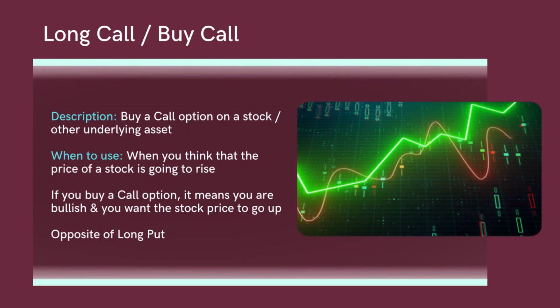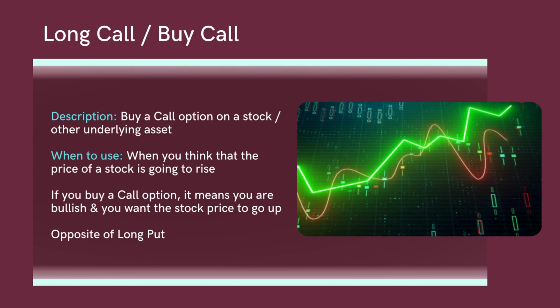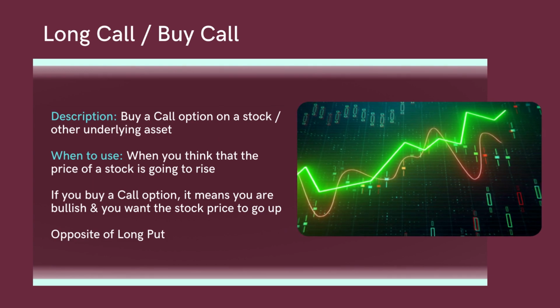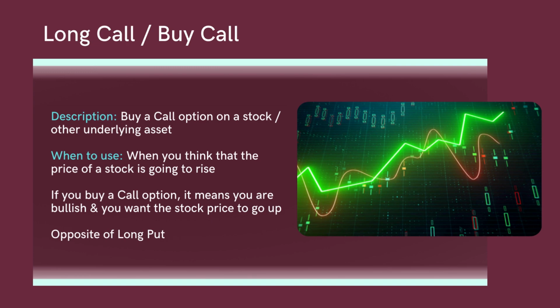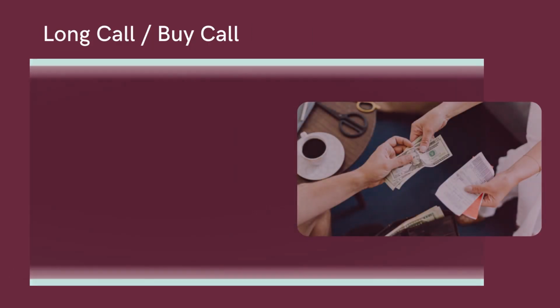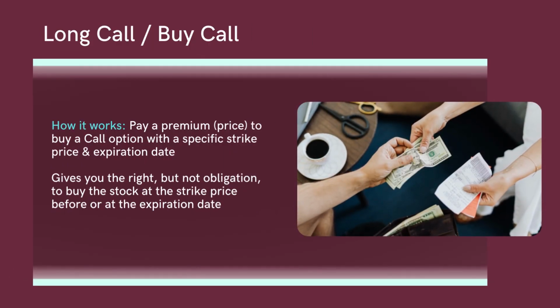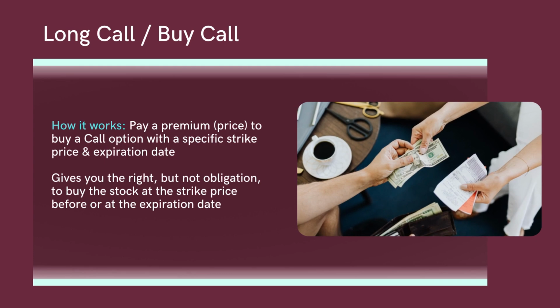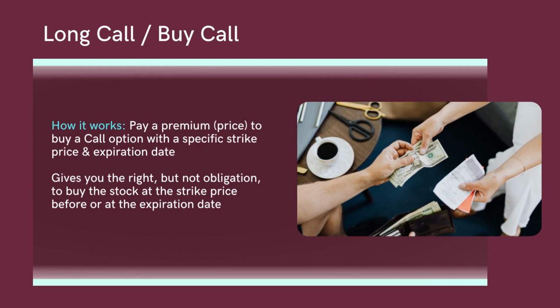Moving on, the next strategy is long call strategy, which involves buying a call option on a stock. This strategy is often used when one is speculating that the price of the stock is going to rise. In short, if you buy a call option, you are bullish and you want the stock price to go up. In other words, this is also the opposite of the earlier long put strategy. But similar to the long put strategy, you will have to pay a premium to buy a call option with a specific strike price and expiration date.